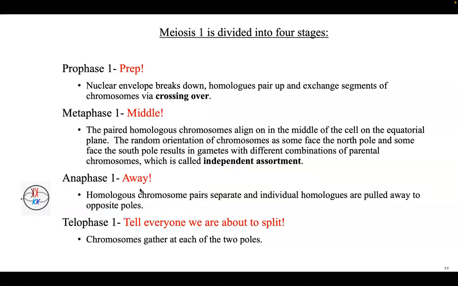Let me go back to that last slide. So in prophase 1, our nuclear envelope is breaking down. The homologs are pairing up, and they're exchanging segments of their chromosomes via crossing over.